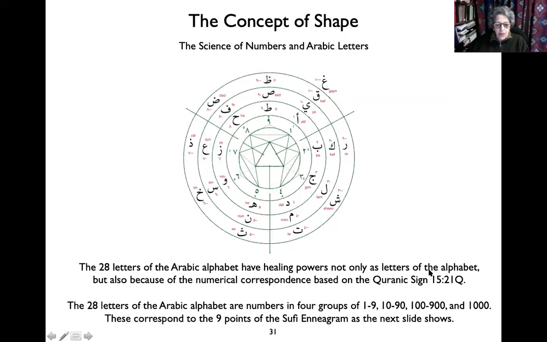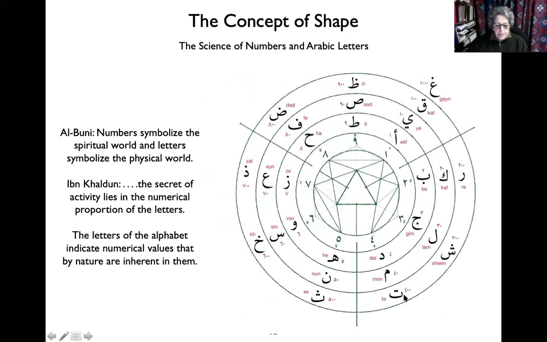And we saw that you can use these numbers for determining the divine names, the Asmaul Husna, what their number is, and then finding their correspondence with other names or with our particular name. As we're going to see in the next slide, Al-Buni says that numbers symbolize the spiritual world and letters symbolize the physical world. So the numbers here are aspects of that measure that God sends everything down in.